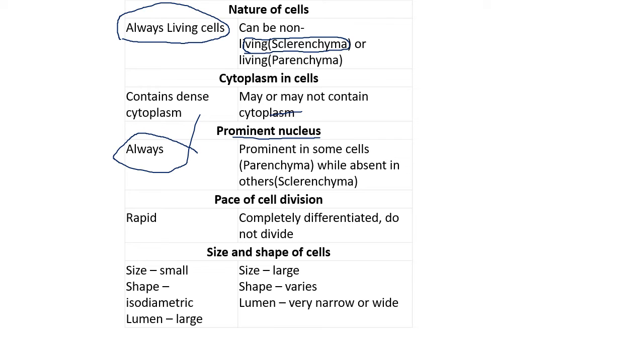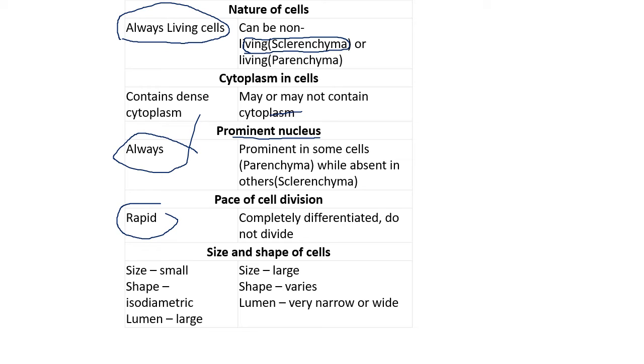Then the pace of diffusion is rapid. The cell diffusion is rapid in case of meristematic cells, while permanent tissues are completely differentiated. As such, under normal conditions they do not divide.